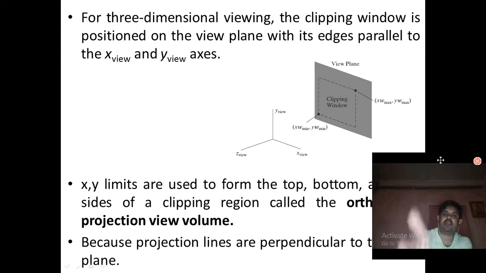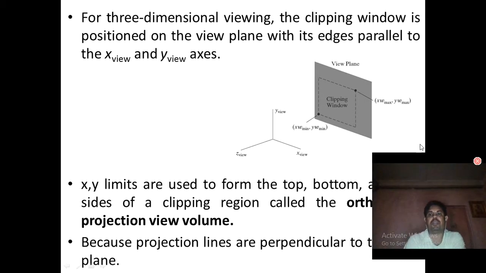Means its edges are parallel to x. The window minimum x is parallel to x view, then y window minimum is parallel to y view. Whatever edges you have set, those are parallel to x view, then y view, right? Window means the x edge is parallel to x view, then the y edge is parallel to y view. This is the meaning of that line.